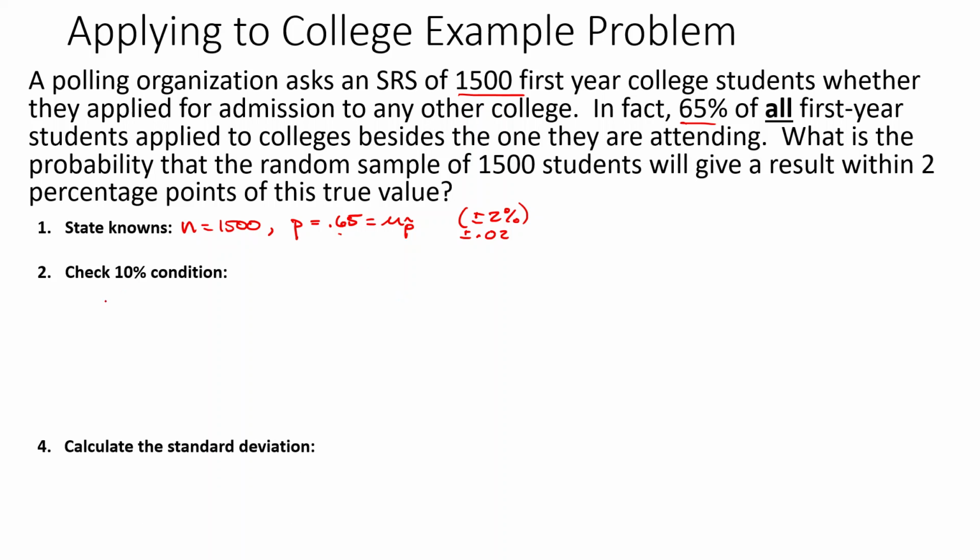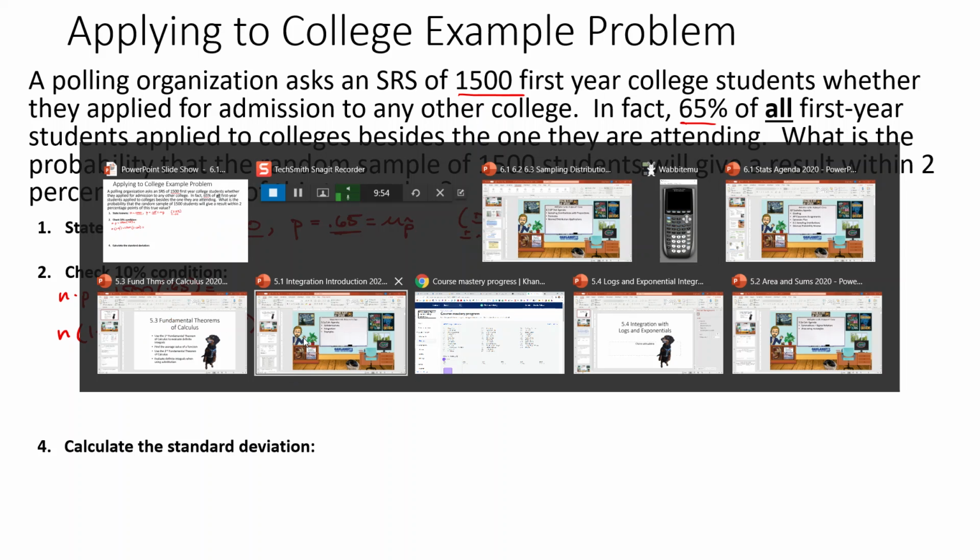All right, so we got to check our 10% condition. So we're going to use this p here, and we're going to use this n. So we got n times p is 1,500 times 0.65. And the other one is n times 1 minus p, which is 1,500 times 1 minus 0.65. And we want to know, are those bigger than 10? Like, I can look at that and say that's probably going to be much bigger than 10.